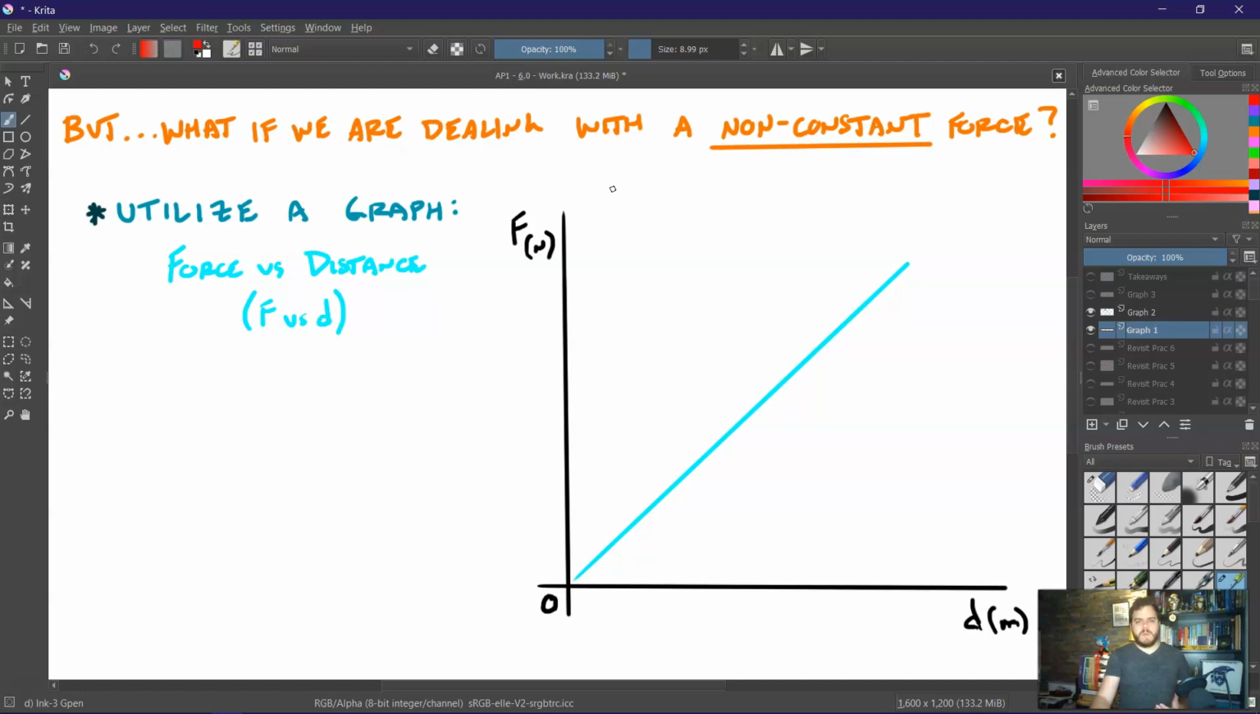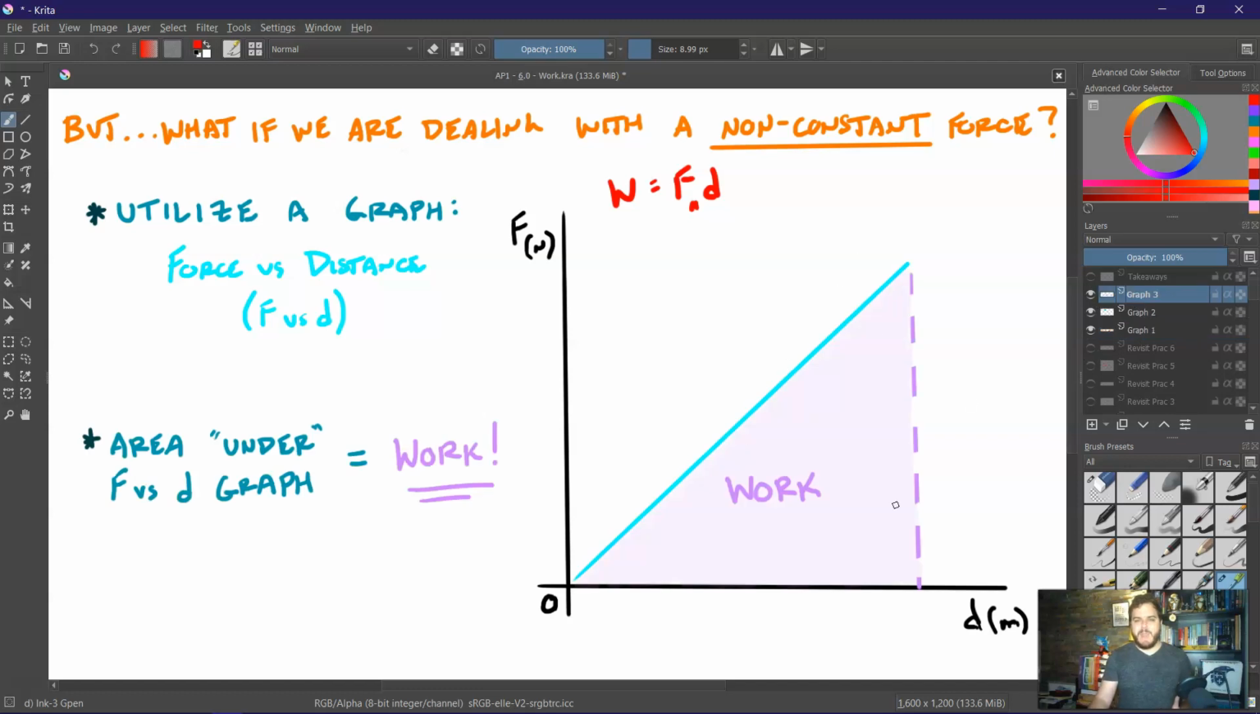If I have this graph here, how exactly could I figure out the work? Remember, work is F parallel times D. How could I somehow multiply these two together? Well, let me make it the area under this graph. The area under the graph gives me the work performed on this object or system.